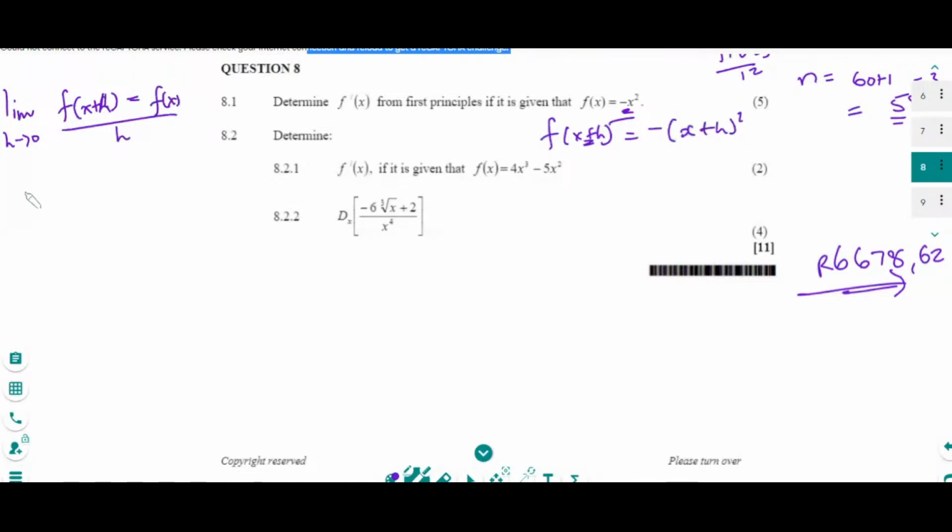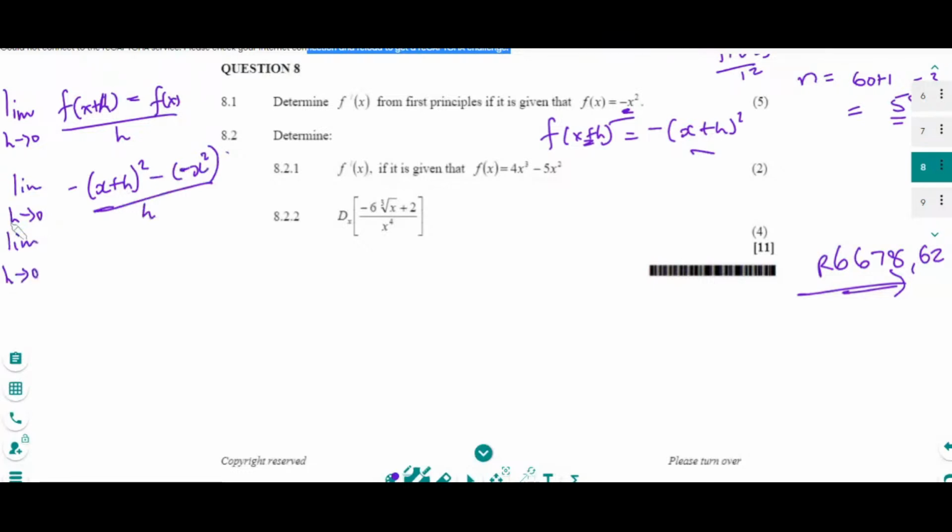Substitute into the formula, so it's the limit as h tends to 0. Where there is this, I'll replace it with that. So it's negative x plus h squared minus my f of x, which is negative x squared. So negative x squared, all over h. Then it's time for opening up the brackets.